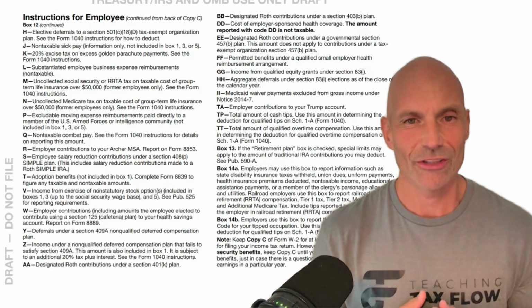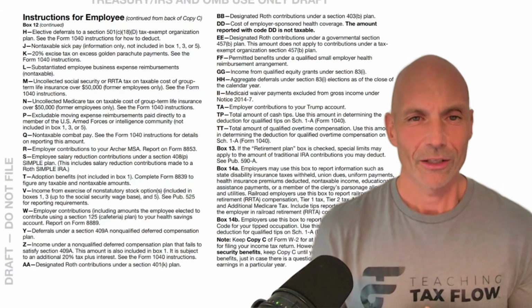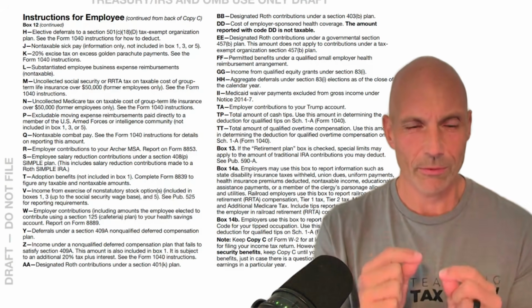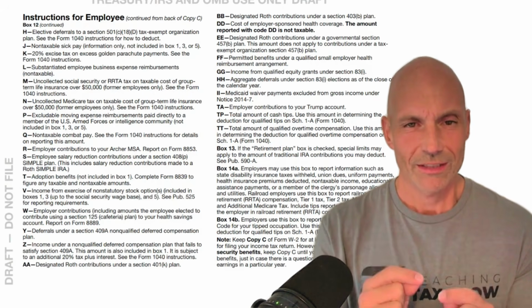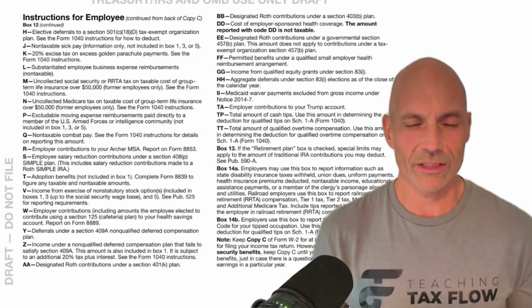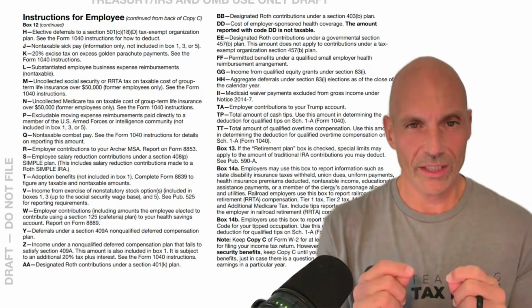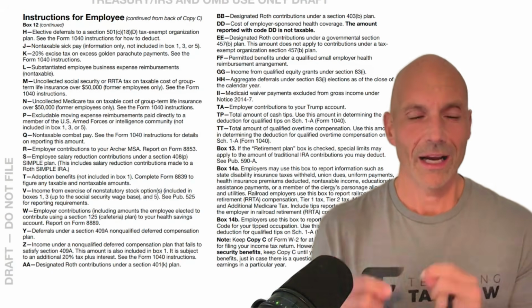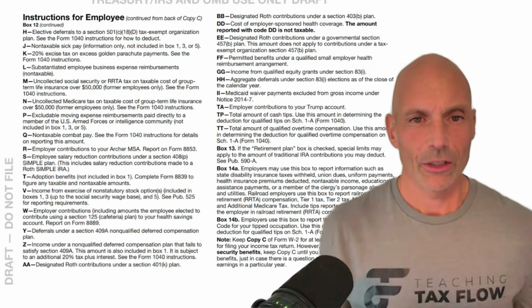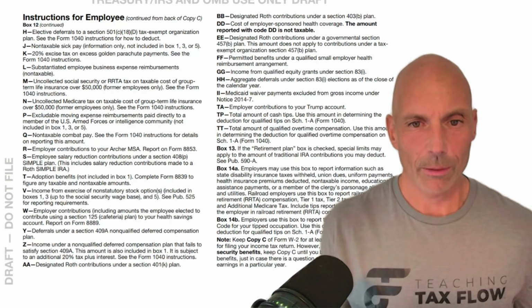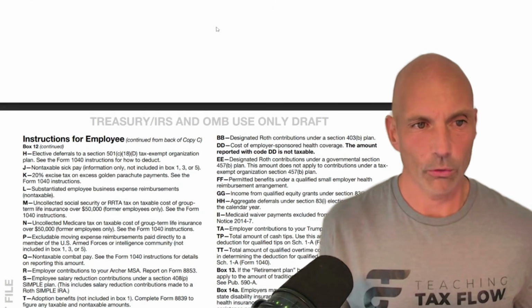So again, that's another big amount that's very important to people that earned overtime. Does it guarantee you that you're going to get the overtime deduction? No, but it's telling the employee and the government how much of your wages on this W-2 represents qualified overtime pay.